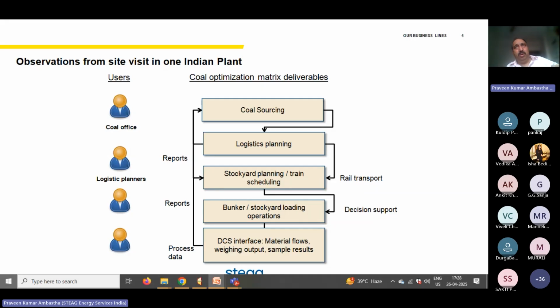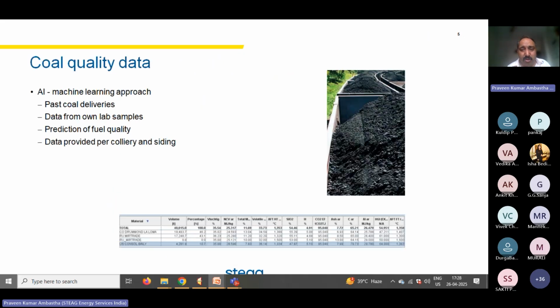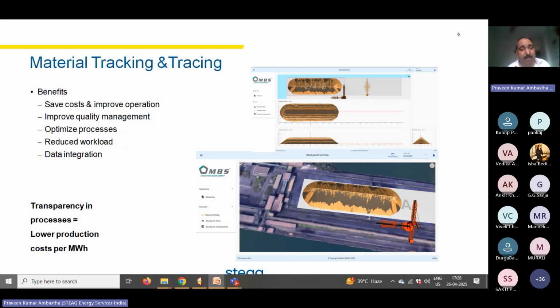And since your bunker is very, very big in most of the power plants with high capacity, you will be able to know by what time which layer has what GCV of the coal in the coal bunker. So the technology, of course, I can say uses AI and ML models.